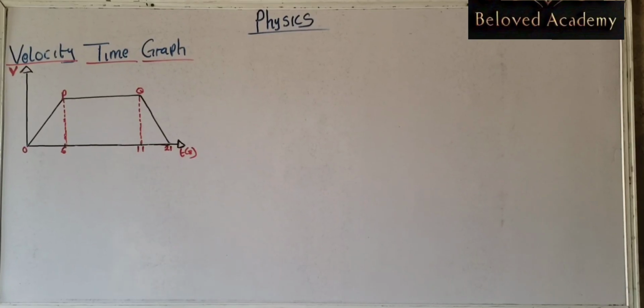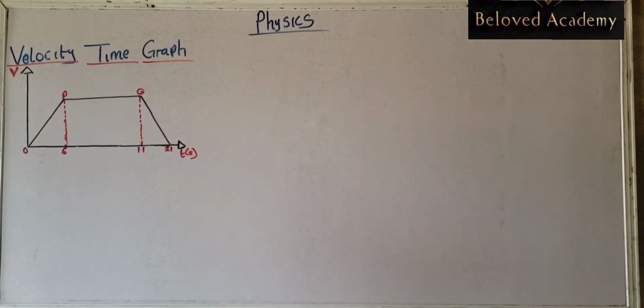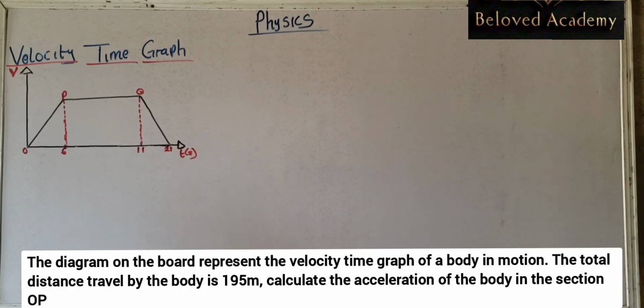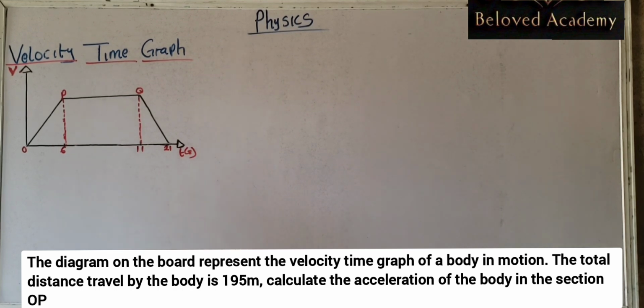In this class, we're going to go over questions on velocity time graph. Okay, let's start with the first question. We are asked to consider the diagram on the board. The diagram on the board represents the velocity time graph of a body in motion. The total distance traveled by the body is 195 meters. Calculate the acceleration of the body in the section OP.